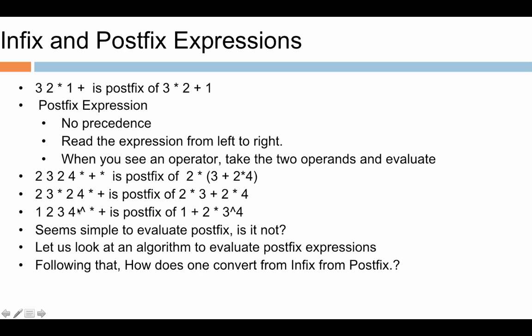Now when you see the exponentiation, what are the two operands for the exponentiation? 3 is the left operand and 4 is the right operand. So you see 3 to the power of 4. Therefore, you will see 3 to the power of 4 now replacing this. Now you see a star. What are the operands for star? The right operand for star is 3 to the power of 4 and the left operand is the 2, as you see here.